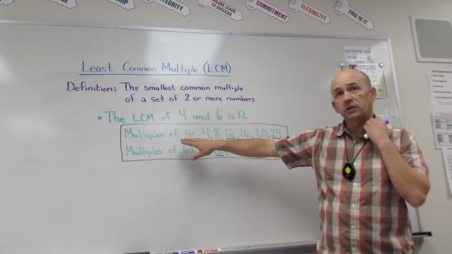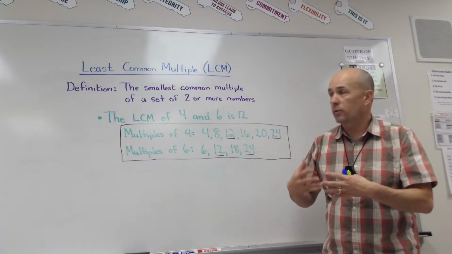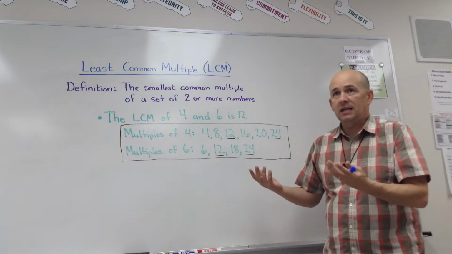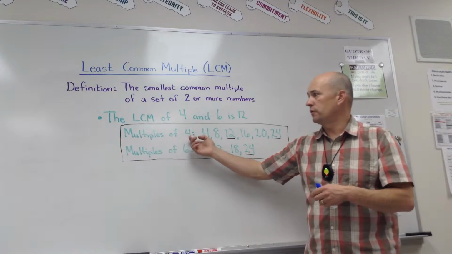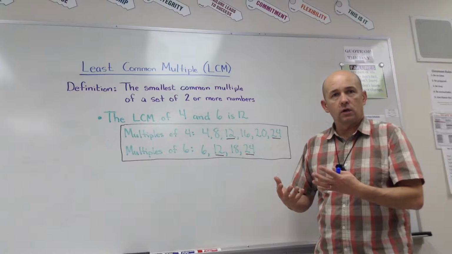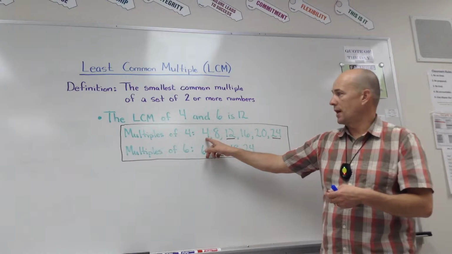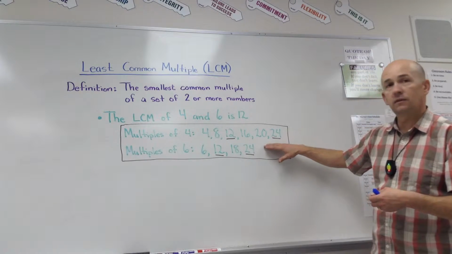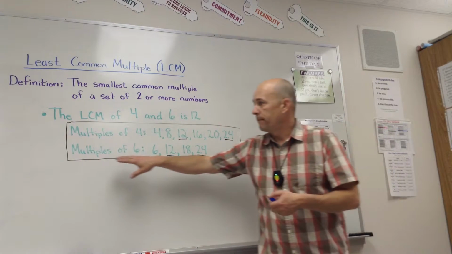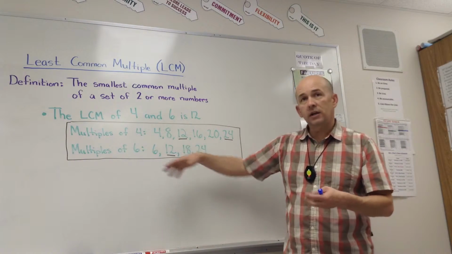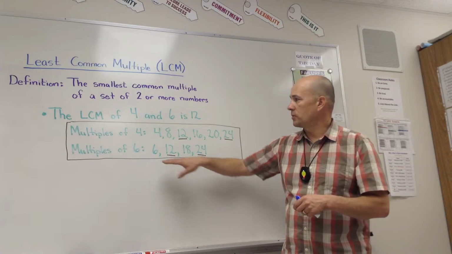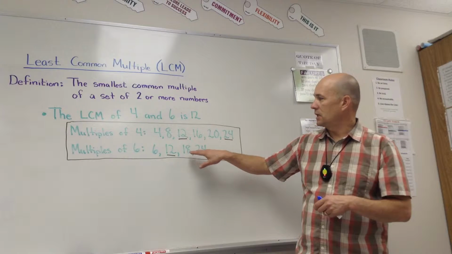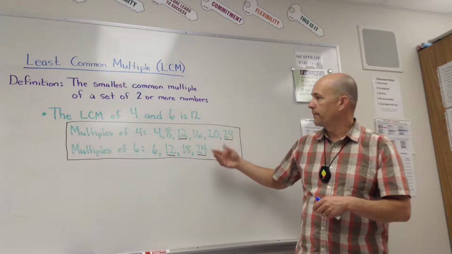Well, multiples, if you're not sure what multiples are, are what we get when we multiply a number by any given number. So for example, the multiples of 4: anytime I multiply 4, the answer is going to be a multiple of 4. So 4 times 1 is 4, 4 times 2 is 8, 4 times 3 is 12, and so forth. I've listed the first 6 multiples here. Then the multiples of 6: anytime I multiply by 6, whatever answer I get is going to be a multiple. 6 times 1 is 6, 6 times 2 is 12, 6 times 3 is 18, 6 times 4 is 24, and so forth and so on.